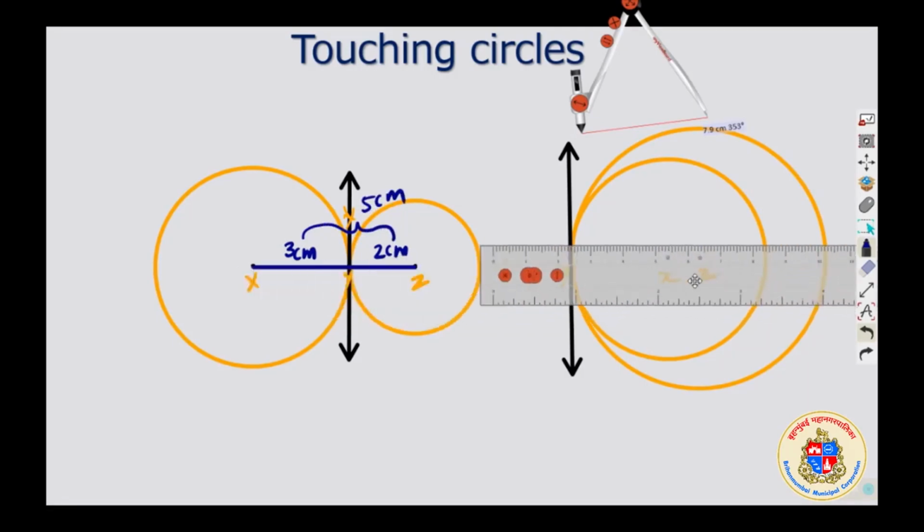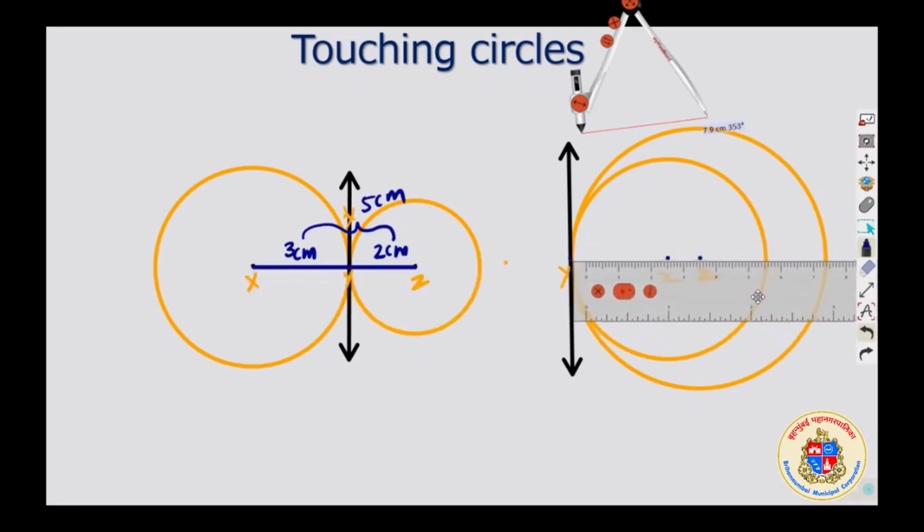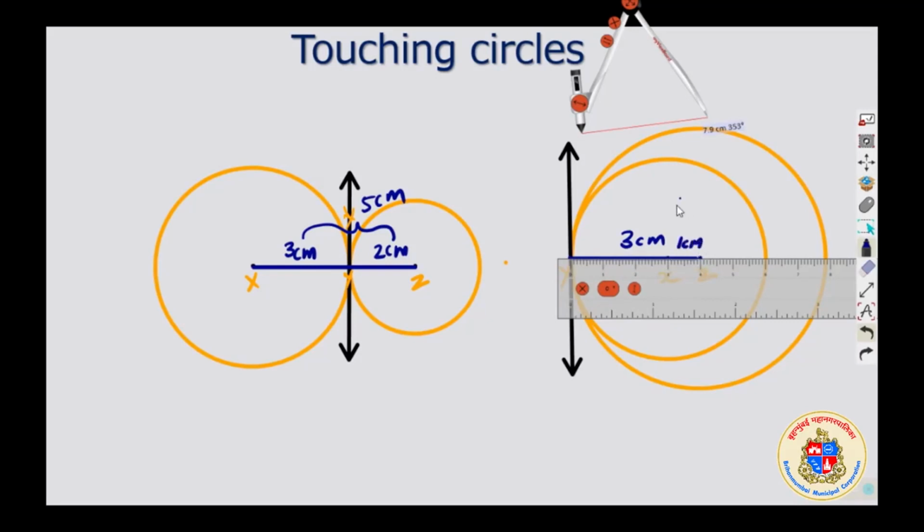Understood? The distance between the centers of the two circles, I would say. Otherwise, again here it is 3 centimeter, and here this one is 1 centimeter, that is 4 centimeter. That way it is.